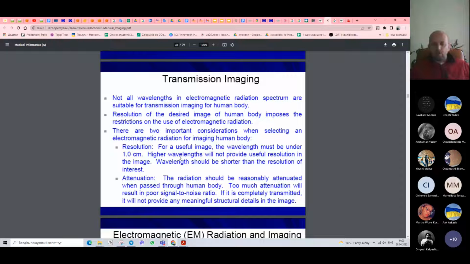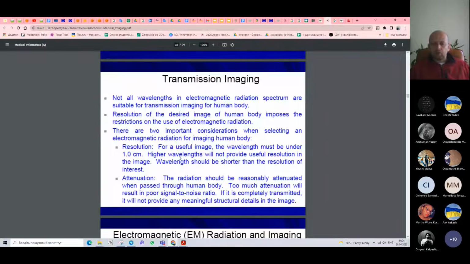Resolution. For a useful image, the wavelength must be under 1 cm. Higher wavelengths will not provide useful resolution in the image. Wavelengths should be shorter than the resolution of interest.